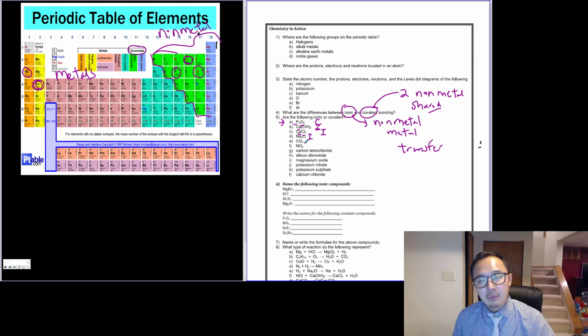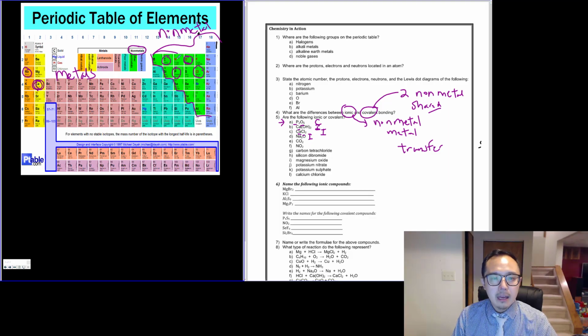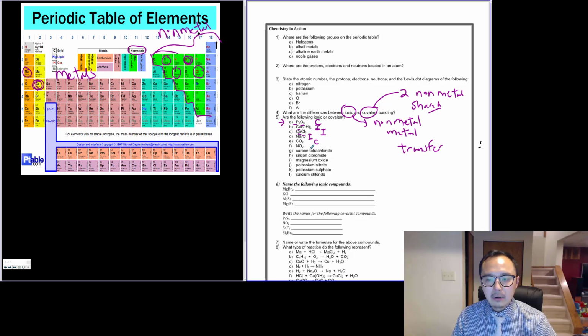The importance again of this is that the naming of these will actually change. Letter E, this is your common CO2, your carbon dioxide. So if you look at this, you have your carbon and oxygen. Since both of these are on your non-metal side, this is going to be your covalent bond. Letter F, this is NO2. Again, N is here, oxygen's here, so this is going to be a covalent bond.